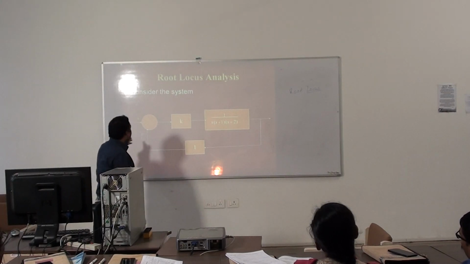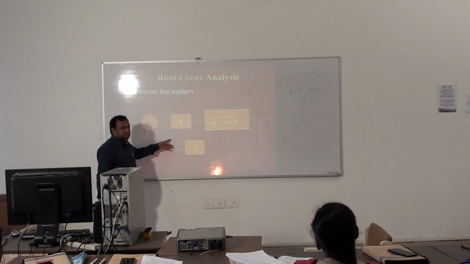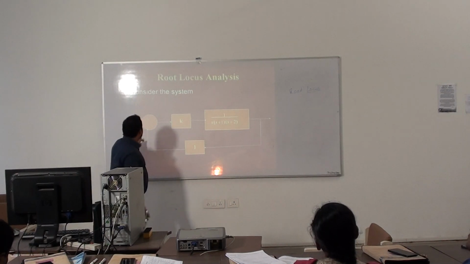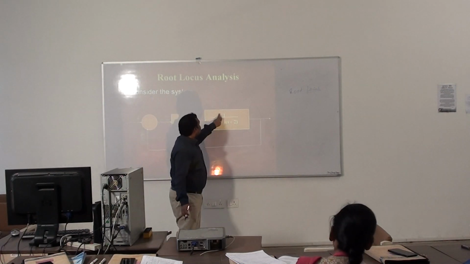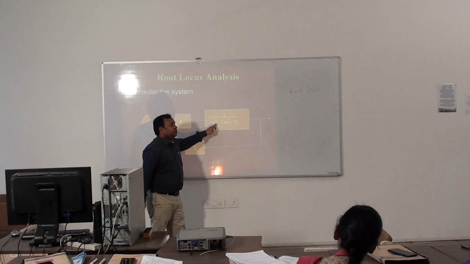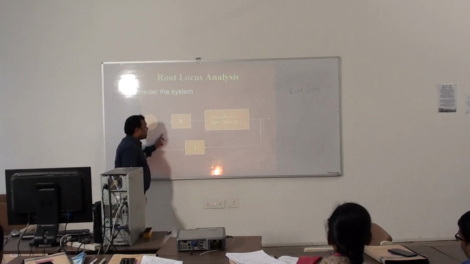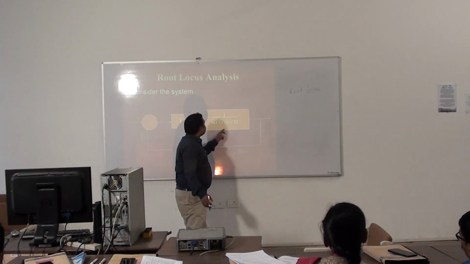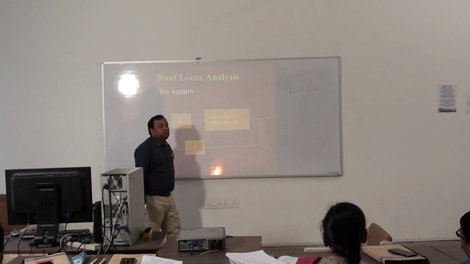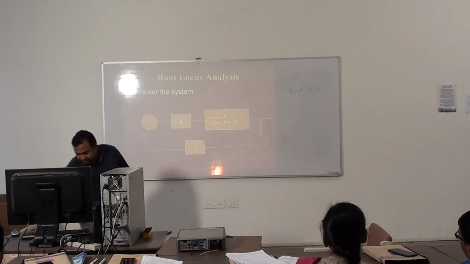So see, here you can see a transfer function, a system. There is a closed loop system. Here this is the input, here this is the system gain K, and here this is the open loop transfer function of the system. And here we are giving the feedback to the input. This is known as the open loop gain of the system, and that is represented by G(s)H(s).